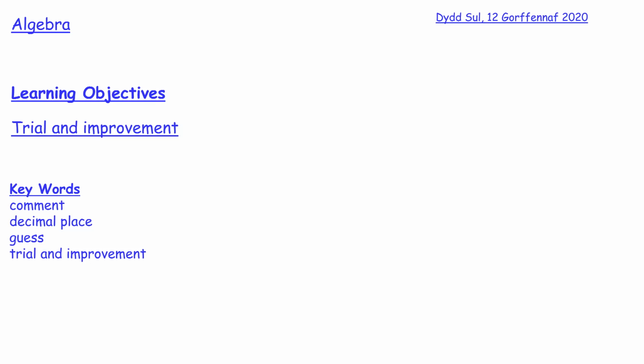Right then, lesson today, trial and improvement. So it's time for you to make some notes. Heading, lesson objective, keywords, dates in Welsh. Note the keywords: comment, decimal place, guess, and trial and improvement. That's an educated guess we're talking about. So hit pause, and when you're ready to have a look at the starter, hit play again.